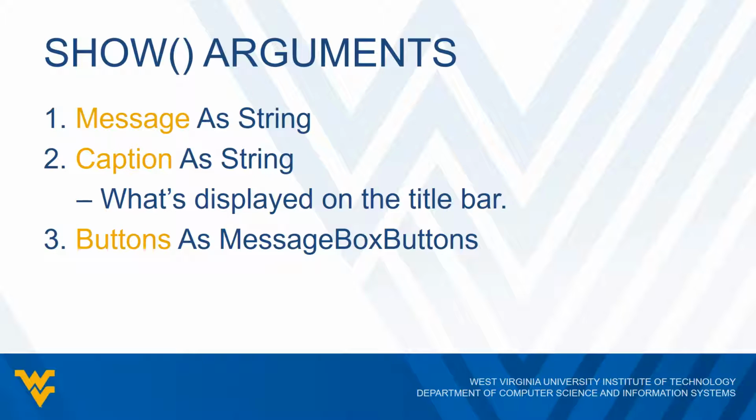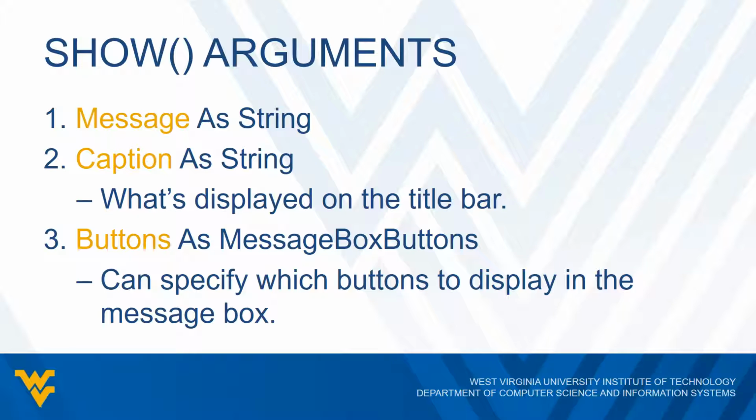It's actually going to be the buttons argument, and the data type for this is message box buttons. So this is a new data type that we haven't seen yet, and this actually gives us several options of what types of buttons we would want to have on our dialog box. So we can just simply specify what types of buttons we want. Do we want yes and no buttons? Do we want OK cancel buttons? So this would actually be some value that represents those types of buttons.